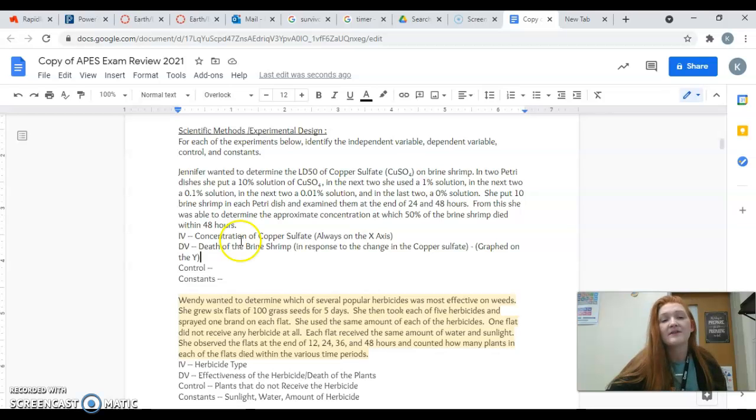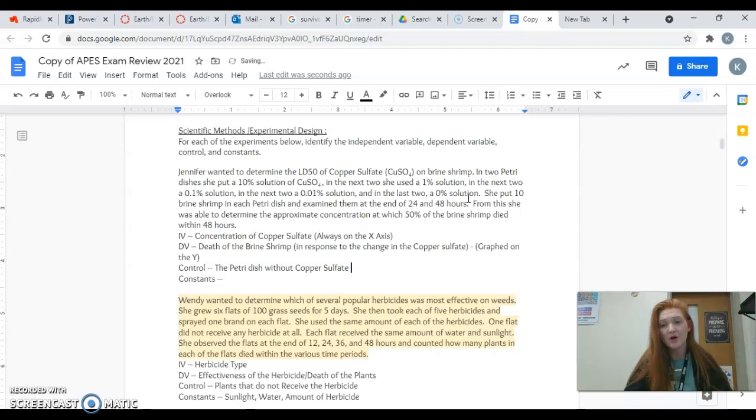Okay, so the control here is going to be, first of all, controls are important because they give you a baseline of data. You can never do an experiment without a control because without it, your results don't mean anything. Okay, so the control here is going to be the last two. Okay, so it says the last two, she used a 0% solution, meaning that she didn't add copper sulfate. Okay, so it would just be the natural environment of the brine shrimp. So it would just be the Petri dish without copper sulfate.